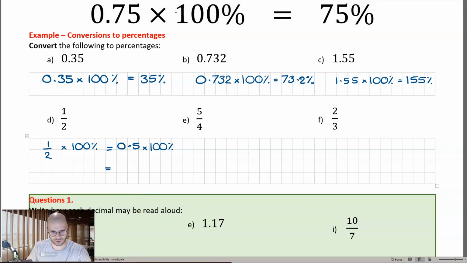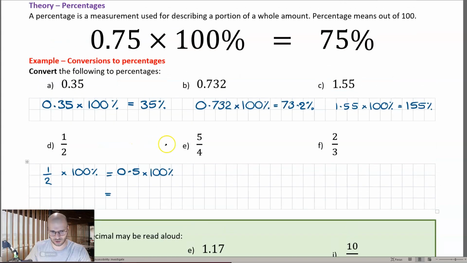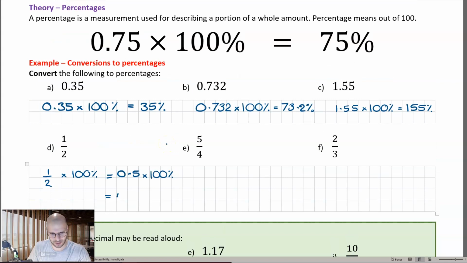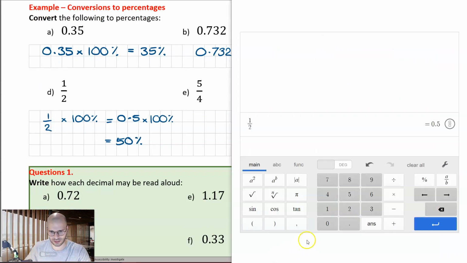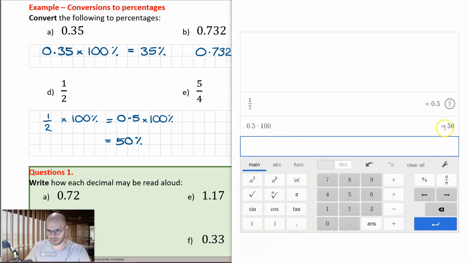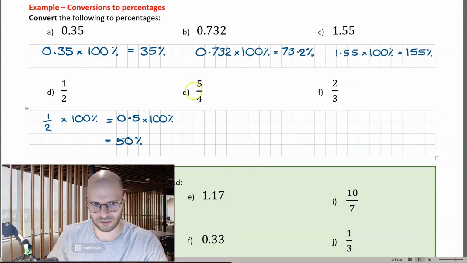I drop my equal sign, and by convention what I know is I'm simply going to shift the decimal place 2 places back. So 0.5 becomes 50%. Verifying that this is indeed correct, 0.5 times 100 indeed equals 50%.